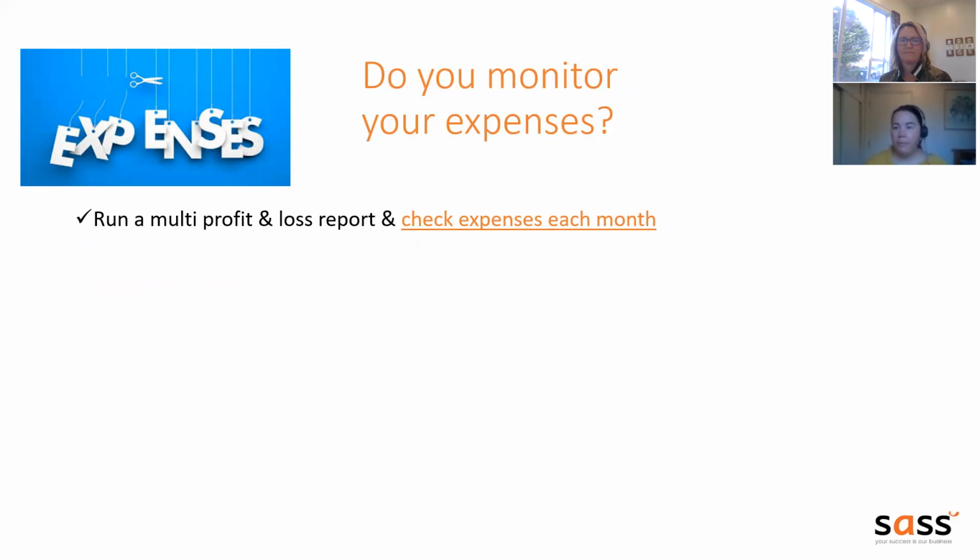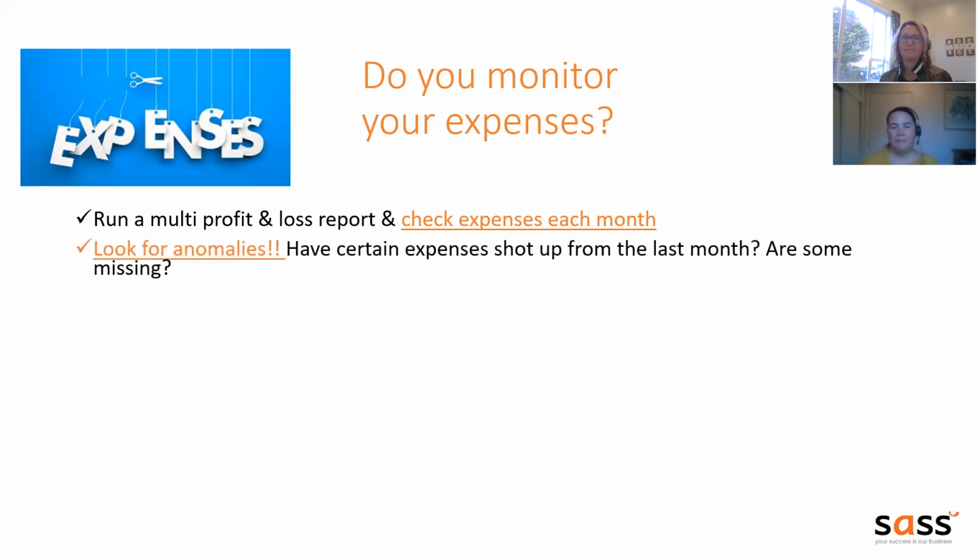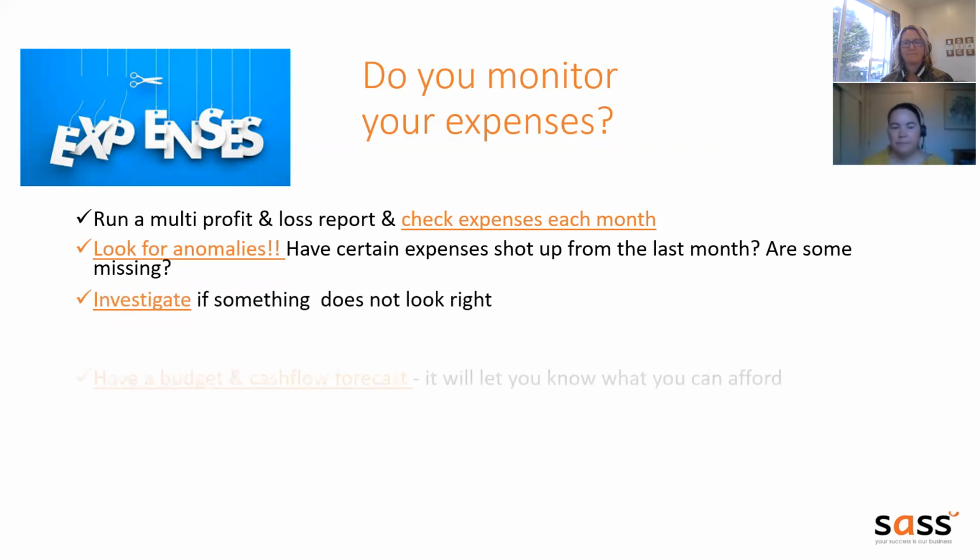It might be that you run a report for March and you compare it to February, January, December, November, kind of go back the last 6 months, and then run your eyes down and just compare each month. Look for anomalies. Have certain expenses shot up from the last month? Or if you're running across those last 6 months, are there some expenses that are missing one month? Investigate if something doesn't look right.